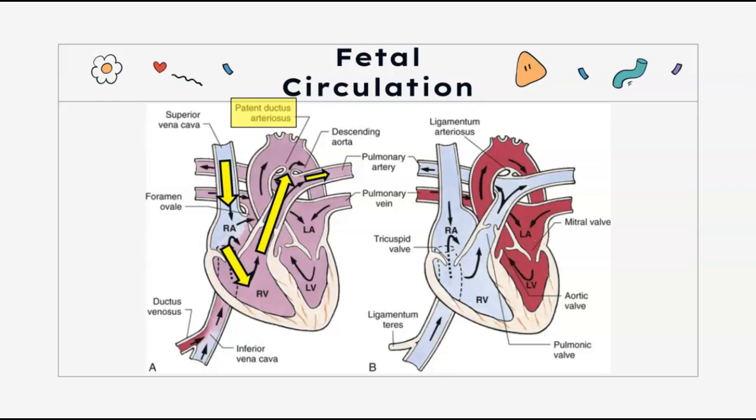Normally, the foramen ovale closes as the pressure in the left atrium exceeds the pressure in the right atrium, and the ductus arteriosus starts to close in the presence of increased oxygen concentration in the blood, among other factors. And usually the ductus arteriosus will close within 10 to 15 hours after birth.